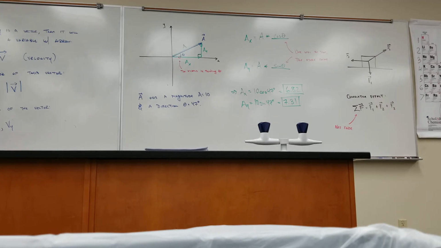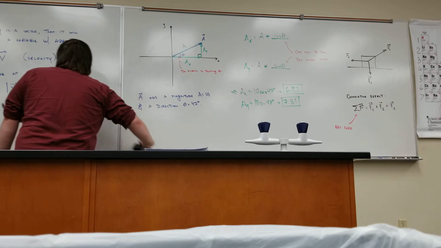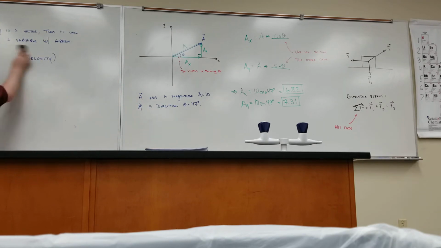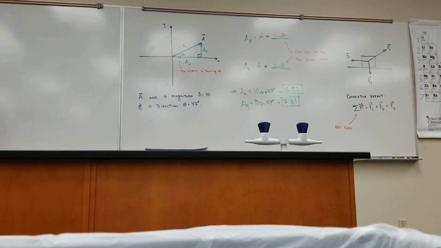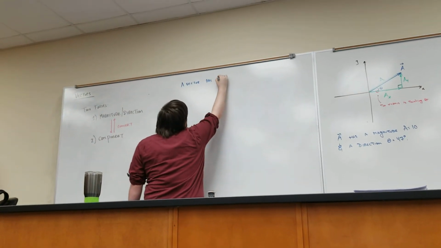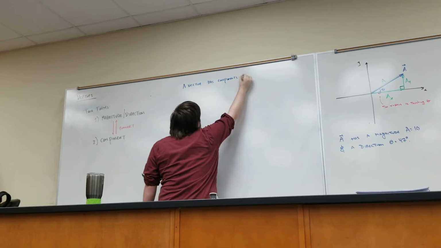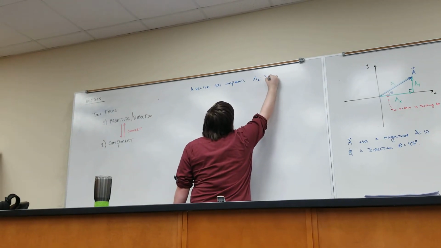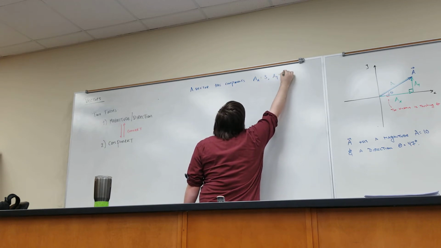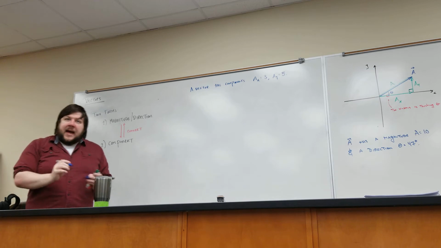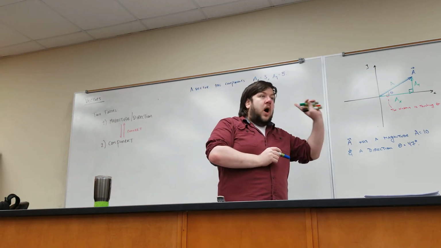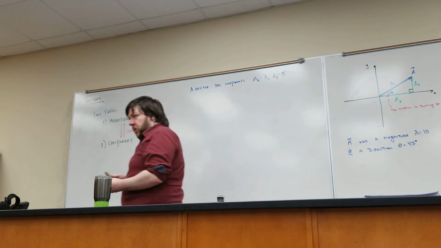Okay, so let's see how to convert backwards. Let's imagine that we did the sum, and let's say that we found that our vector has components. Ax is 3 and Ay is 5. Okay? Before trying to find the magnitude and direction, we should first draw this vector in an xy coordinate system.